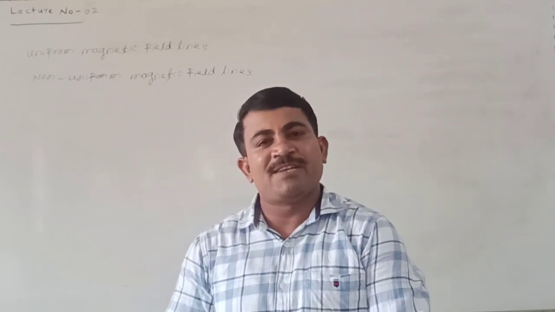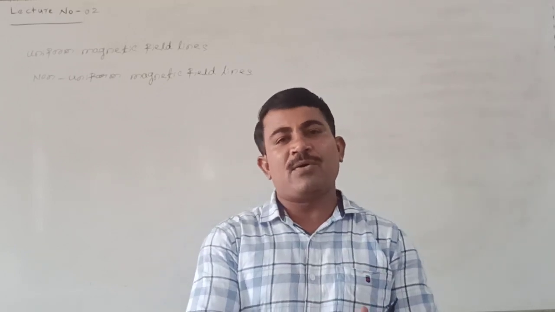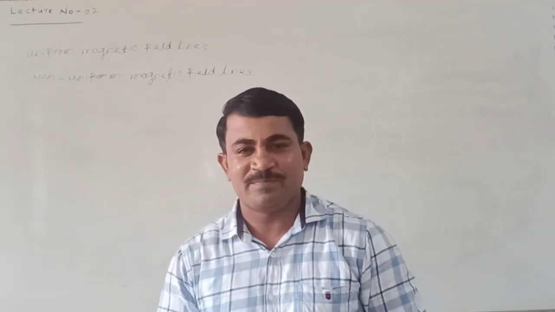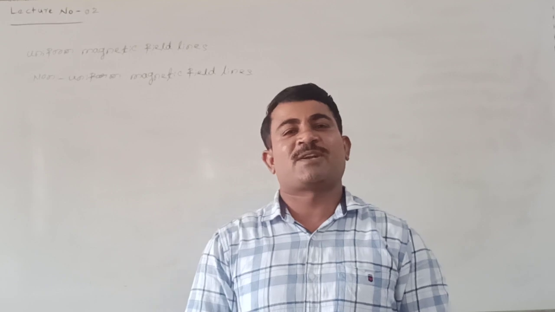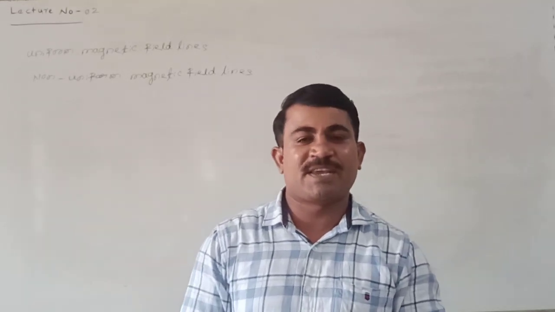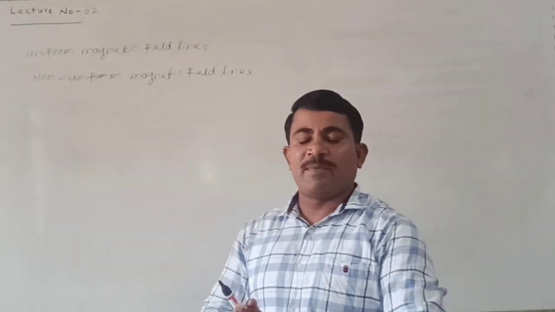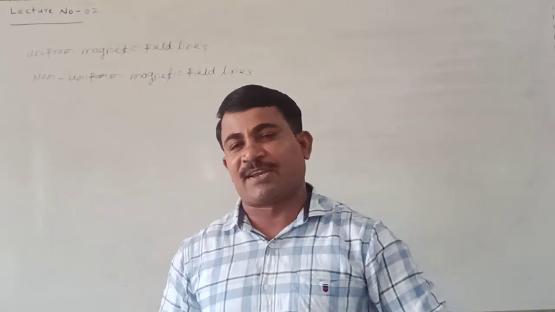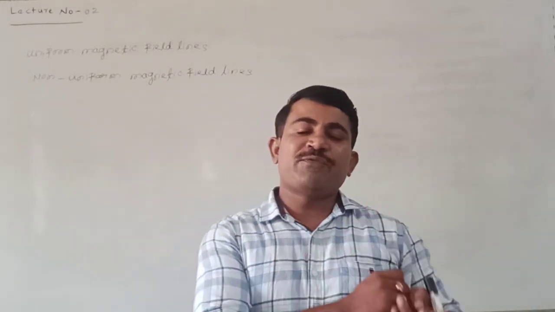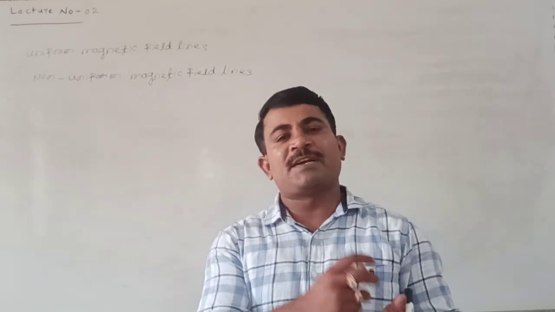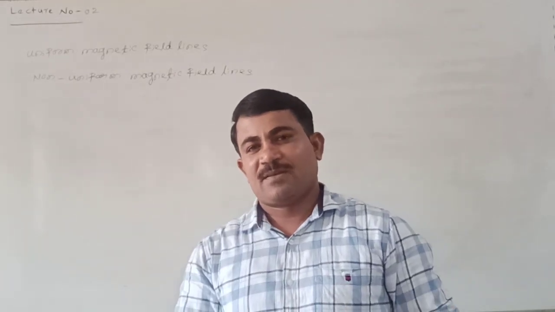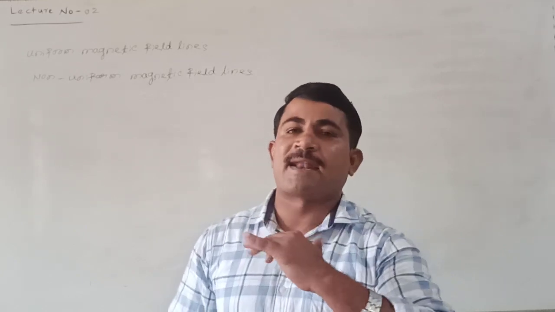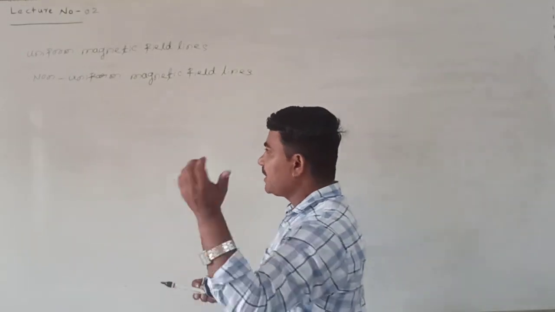Uniform magnetic field lines mean the magnetic field whose magnitude and direction must be the same at every point. Such magnetic field lines we are calling uniform magnetic field lines. See here, uniform magnetic field means at every point it should have the same value and same direction. This uniform magnetic field we can represent in three ways. Either it can be represented by a set of parallel lines. Set of parallel lines means equidistant parallel lines.